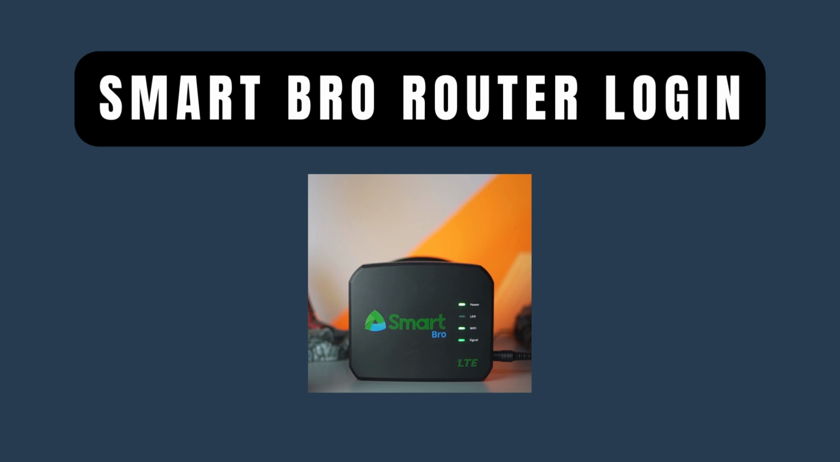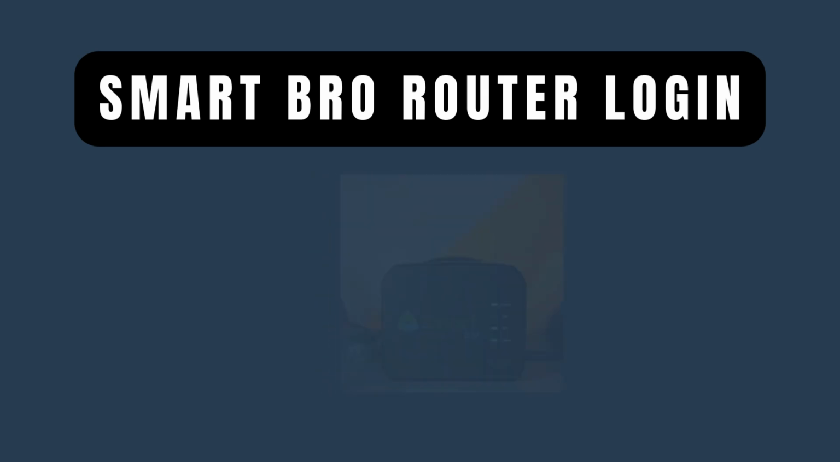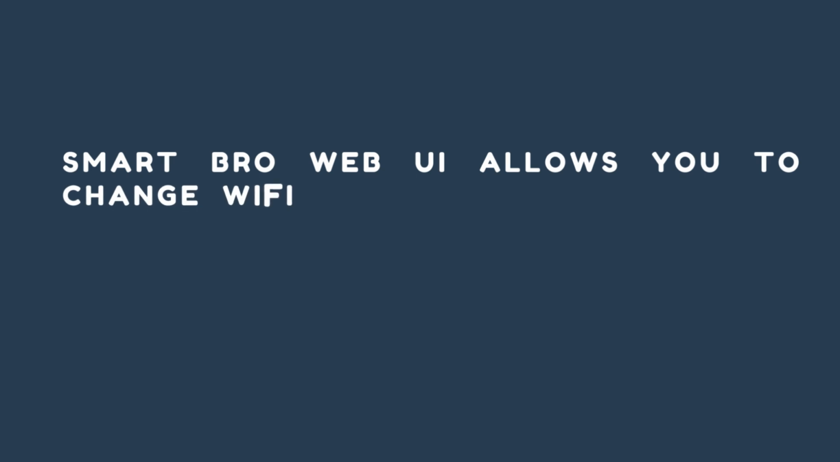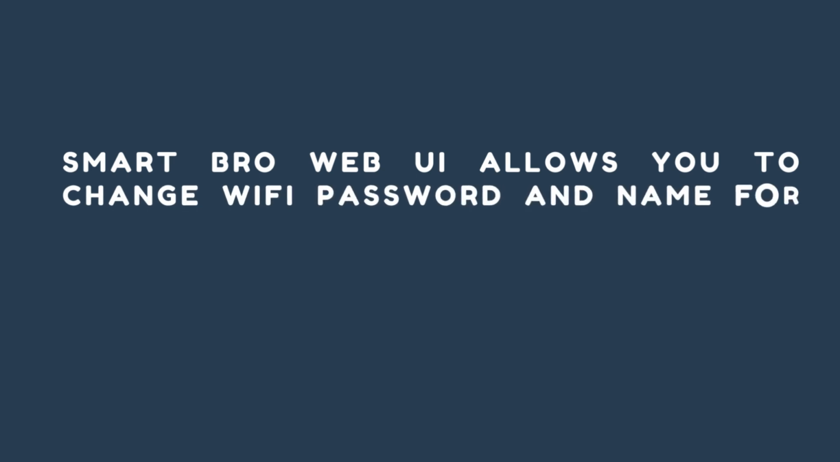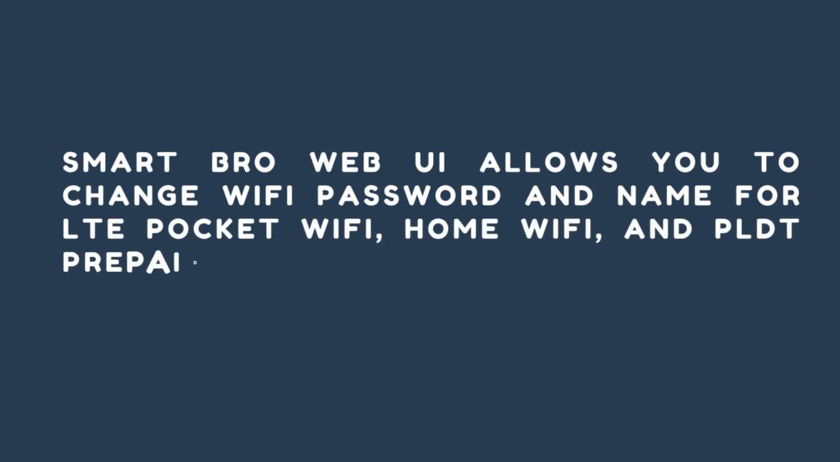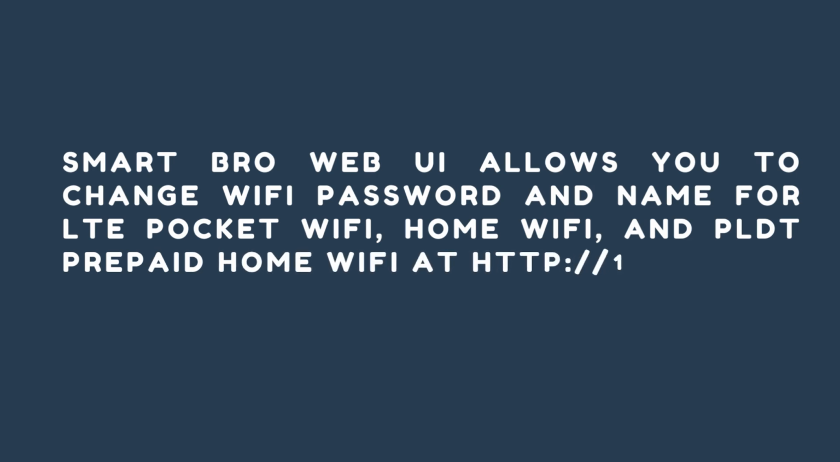Smart Bro Router Login. Smart Bro Web UI allows you to change Wi-Fi password and name for LTE Pocket Wi-Fi, Home Wi-Fi, and PLDT Prepaid Home Wi-Fi at http://192.168.1.1.